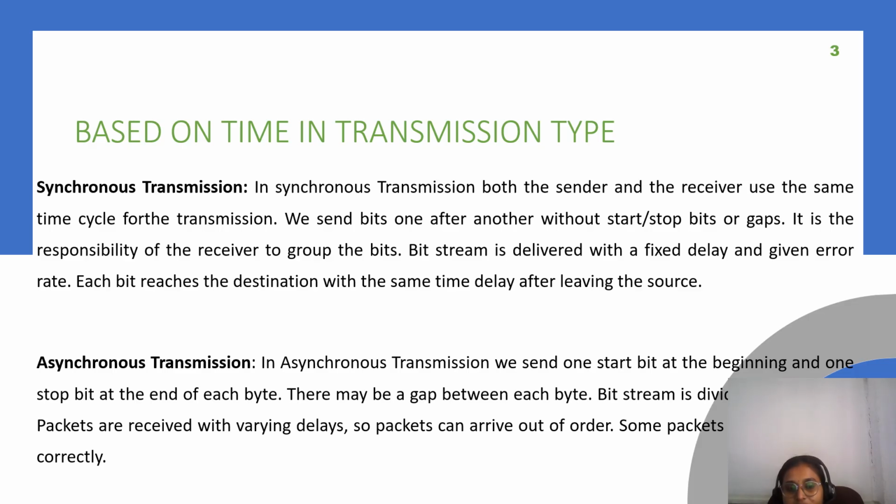And then we have asynchronous transmission. In asynchronous transmission, we send one start bit at the beginning and one stop bit at the end of each byte. There may be a gap between each byte. The bit stream is divided into packets and these packets are received with varying delay, so packets can arrive out of order. Some packets are not received correctly. So these are asynchronous and synchronous transmission, based on the time in the transmission type.